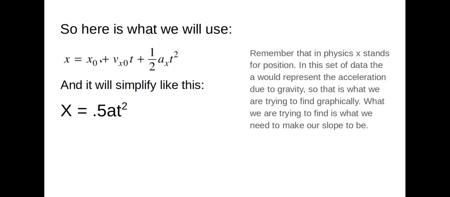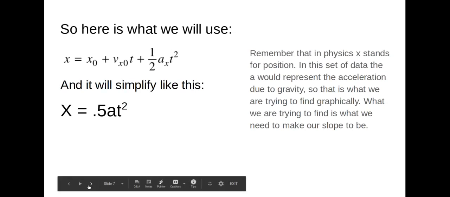But when I take out what's 0, I have x, which is my height, is 1/2 at squared. My data table has height and time. The only thing my data table doesn't have is acceleration due to gravity. And so that's how we're going to narrow down this equation.